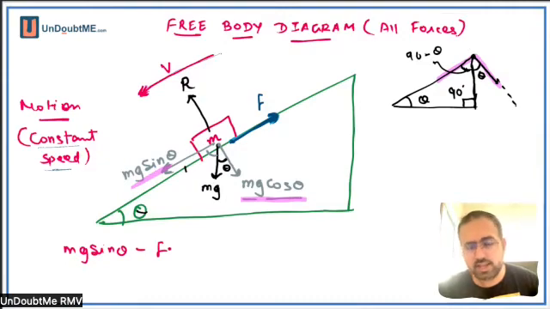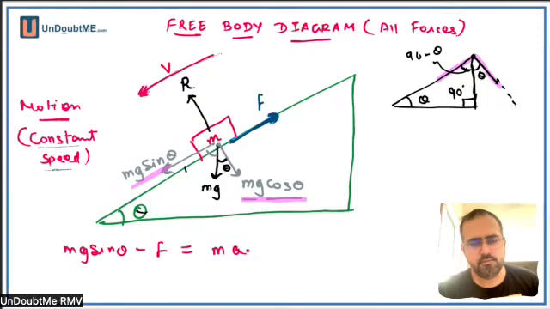It is always taken like this: the downward force minus the upward force. This is the net force acting on the body in the horizontal direction, and that will be equal to mass into acceleration. Newton's second law says net force is equal to mass into acceleration. So we are just using Newton's second law over here.